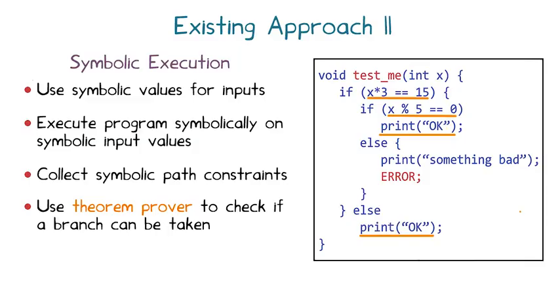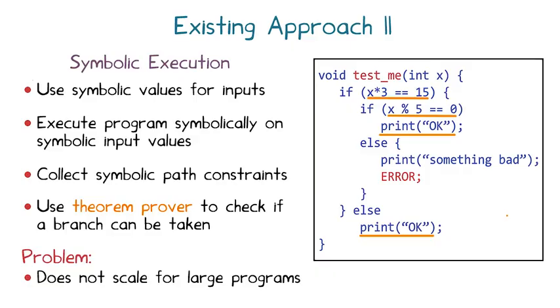Since we have then explored all feasible paths and not reached an error, we can conclude that the program will not raise an error in any execution. However, because of the possibility of exponential explosion in branch conditions, it becomes quickly obvious that this strategy does not scale for large programs.